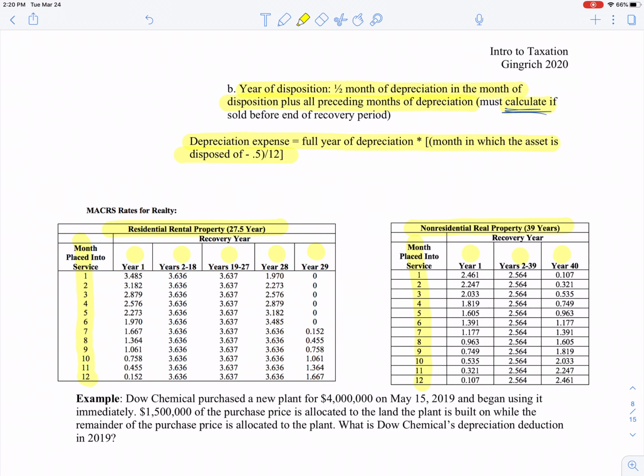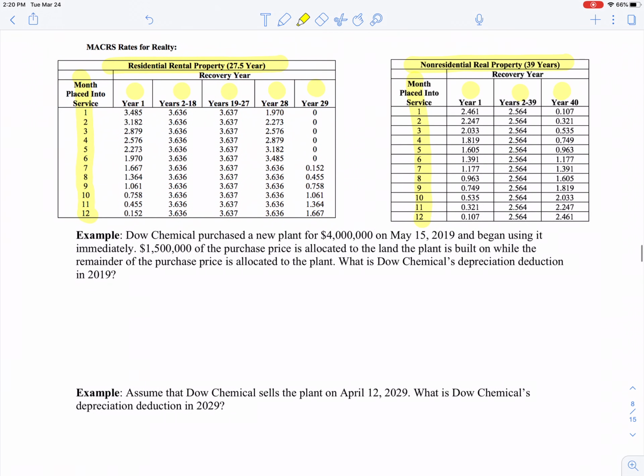So let's look at an example here. Dow Chemical purchased a new plant for $4 million on May 15th, 2019, and began using it immediately. $1.5 million of the purchase price is allocated to the land. Okay, so we know that when we purchase multiple assets at the same time, we have to allocate some of the purchase price to each of the assets. And so we purchased this plant for $4 million. We're allocating $1.5 million to the land, which we do not depreciate. The remainder of the purchase price is allocated to the plant.